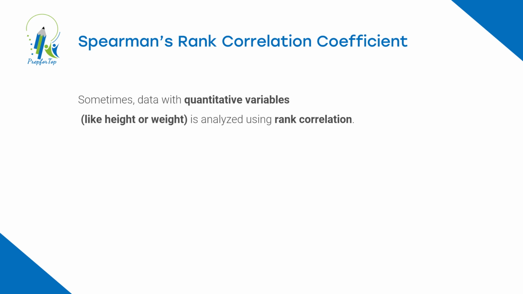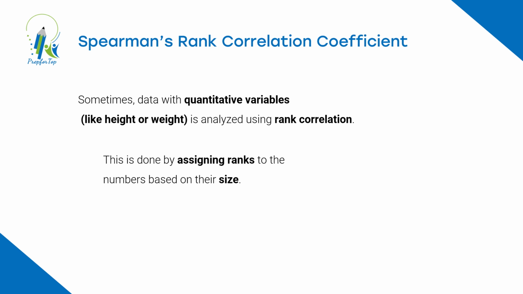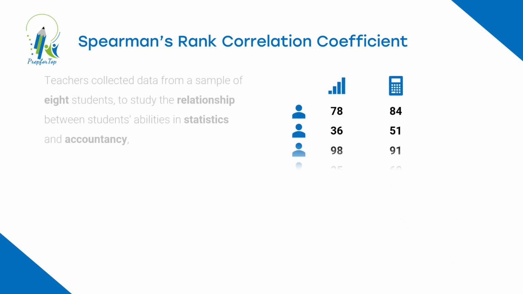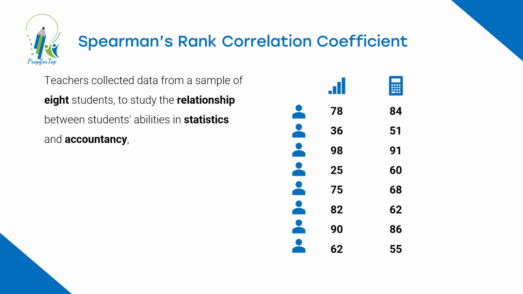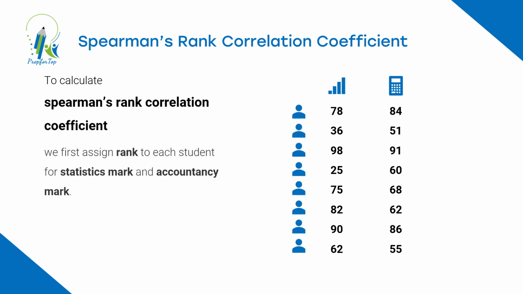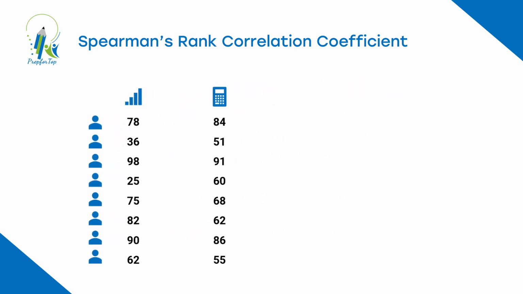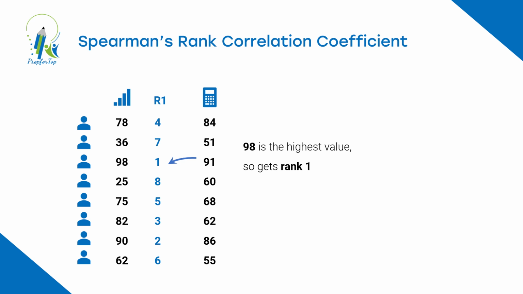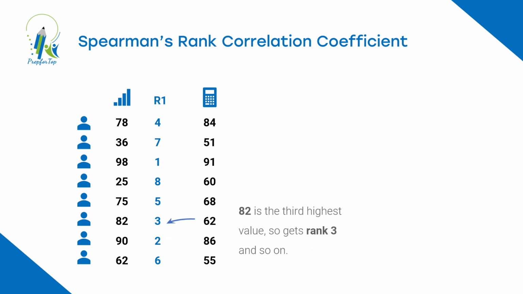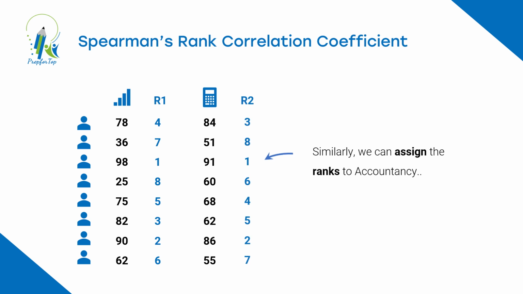Sometimes, data with quantitative variables, like height or weight, is analyzed using rank correlation. This is done by assigning ranks to the numbers based on their size. Let's do one example. Teachers collected data from a sample of 8 students to study the relationship between students' abilities in statistics and accountancy. To calculate Spearman's rank correlation coefficient, we first assign ranks to each student for their statistics marks and accountancy marks. 98 is the highest value, so it gets rank 1. 90 is the second highest value, so it gets rank 2. 82 is the third highest value, so it gets rank 3, and so on. Similarly, ranks are assigned for accountancy scores.